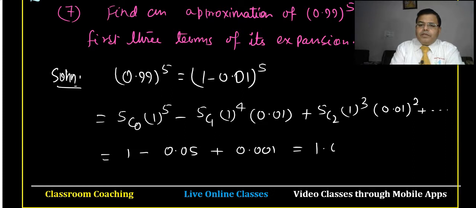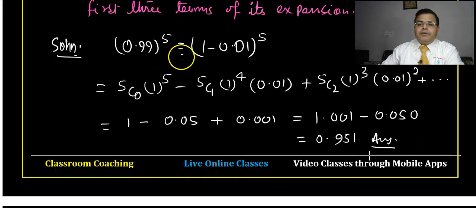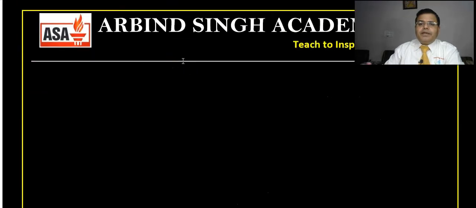1 plus 0.001 minus 0.05, 0. We can write 0 there because there are three places of decimals. Now if you subtract, 1 minus 0 is 1 and 10 minus 5 is 5, 9 minus 0 is 9, and here 0 will remain. So 951 will be the answer. I hope you understood it, because you have to write three steps here.